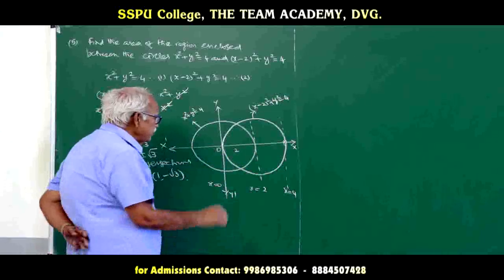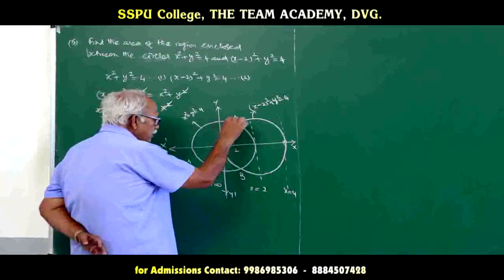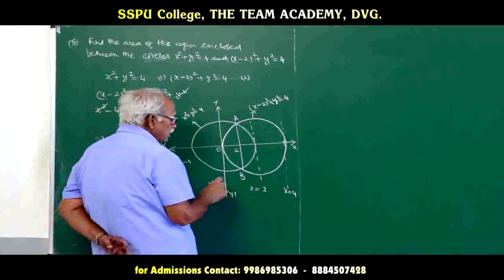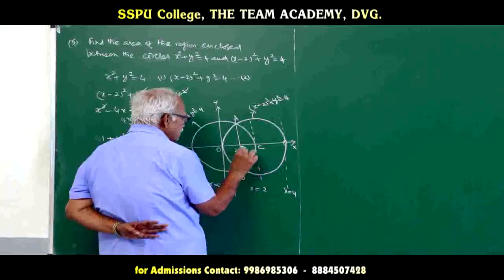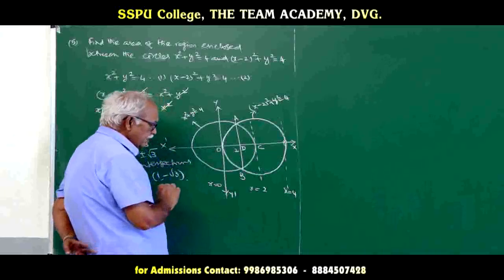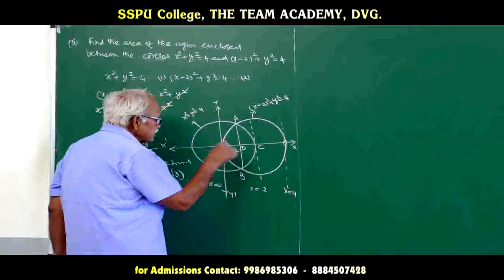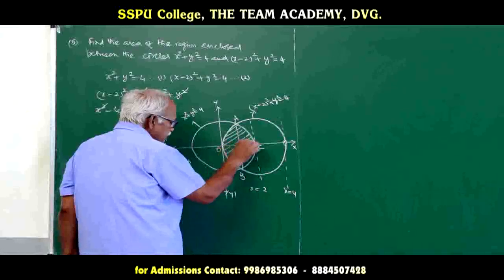Now, let us name this. The points of intersection are A and B, and we can join this A B, and then this you can take as C, and this is D. Now, the area enclosed between the circles is this is the area enclosed between the circles.